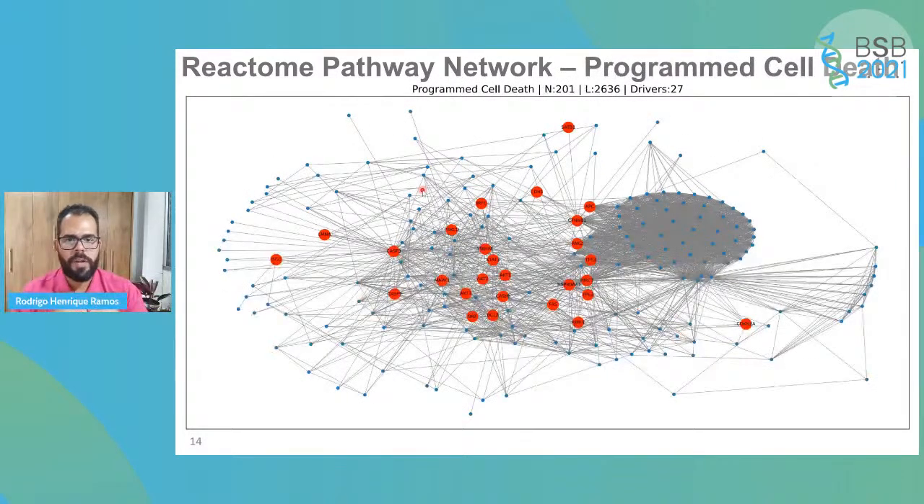To further illustrate the concept, we show another network that is the programmed cell death superpathway, and once again we have the set of drivers and the set of non-drivers in the network.